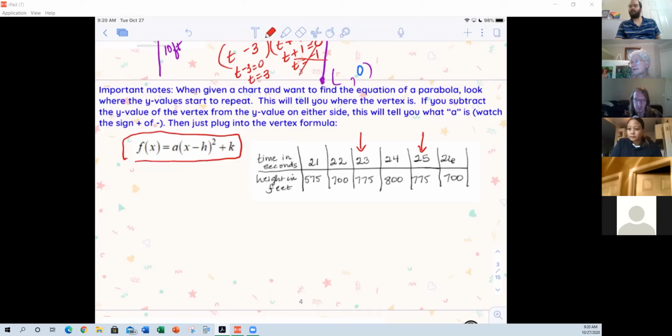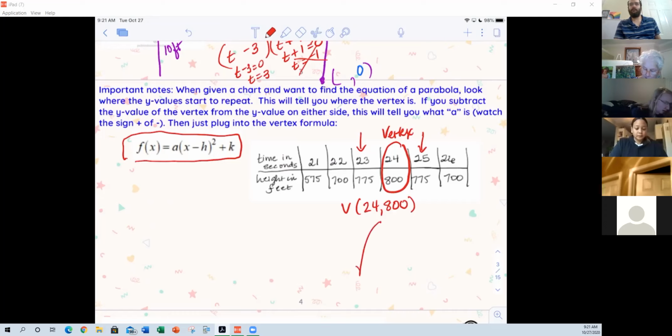So what's the vertex of this parabola? Twenty-four, 800. Right. This is going to be the vertex right here. Whatever object is being thrown or shot off, the vertex is going to be at 24 seconds. The object is going to be at 800 feet. And you can tell that it's a parabola going downward because 775 is below 800, right?